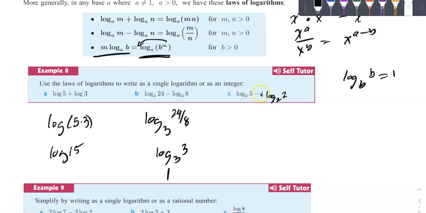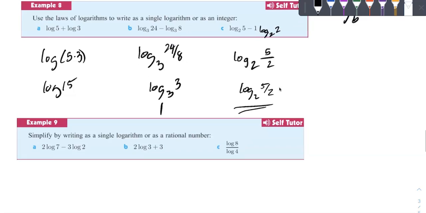And then since it's subtraction time, we're going to divide. It's going to be log base 2. Now remember when you divide, to be a single log, you just put a line. Top is 5, bottom is 2. So there we go. Right, a little nicer. So it's a trick we're going to do quite a bit.